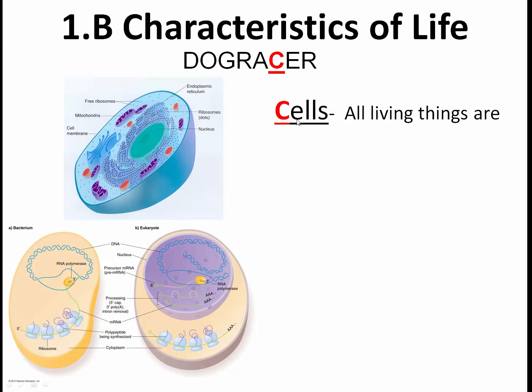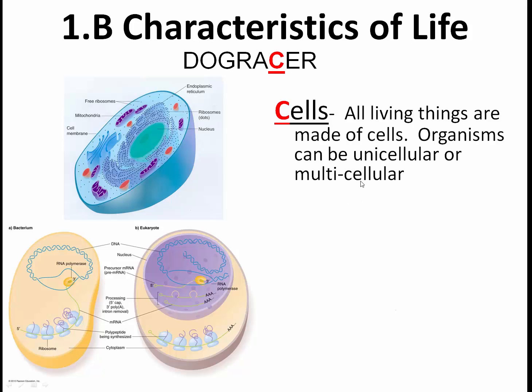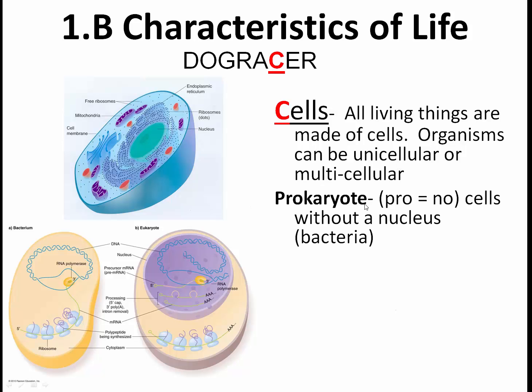The C in DOGRACER stands for cell. Cell is the basic unit for all living things. All living things are made of cells. Organisms can be unicellular or multicellular. If they're unicellular, they're called prokaryotes, or basically before the nuclei, and their DNA is free-floating in their cytoplasm. They still have to have DNA. It's a circular type of DNA, not a strand like the eukaryotes or more complex cells have.